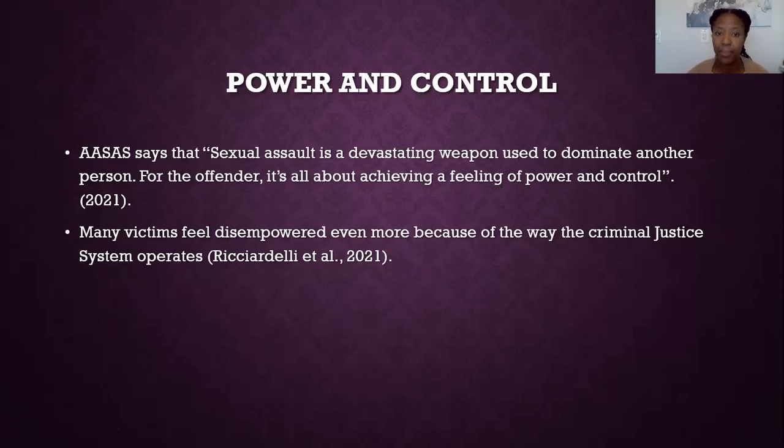So many victims feel disempowered even more because of the way the criminal justice system operates. I mean, if we are saying that the perpetrator is taking away power from the survivor, and then you put the survivor in the criminal justice system and you put them on the stand and then you ask them all these questions as if you are questioning the integrity of their testimony, then it removes power from them again. So you kind of see how both of these statements move hand in hand, because power is removed at one point. You go to the criminal justice system, it does the same.